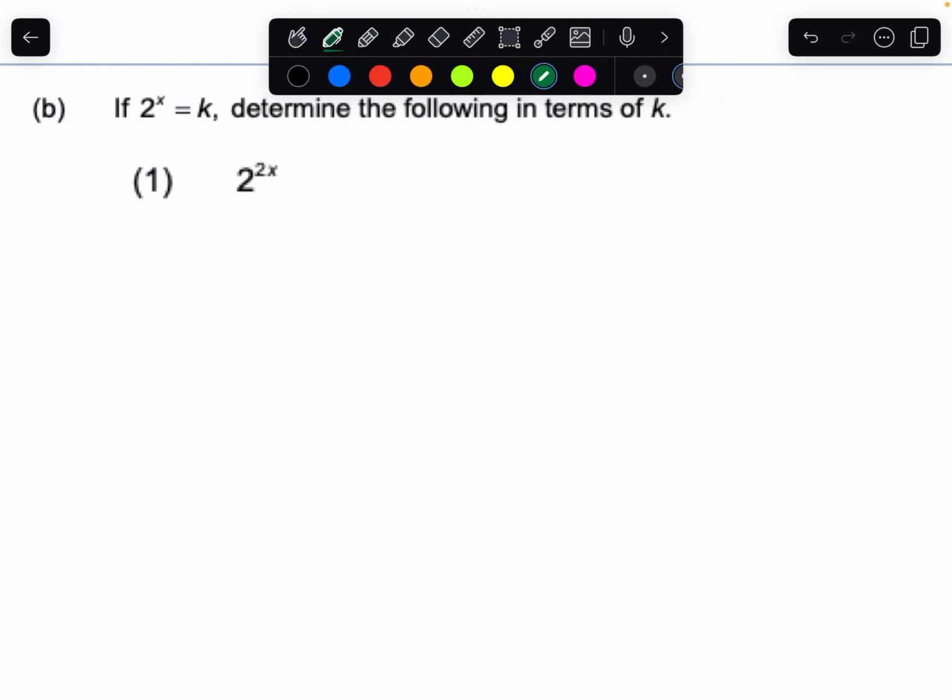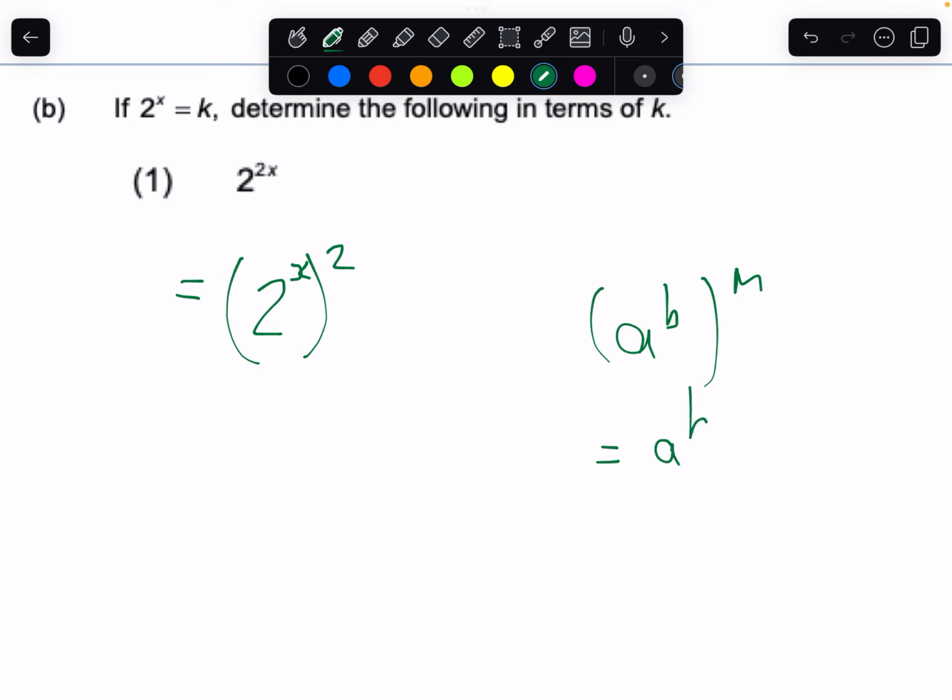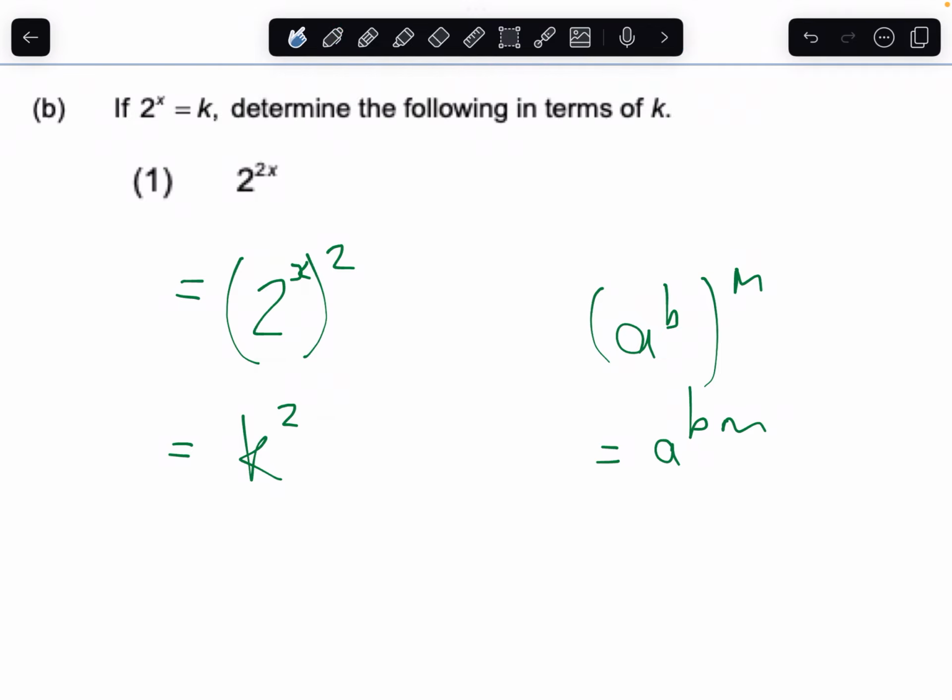So this is the same as 2 to the power of x raised to the power of 2, right? Because we know that if we have a to the b raised to the power of m, that's just the same as a to the power of b times m. So this is then the same as k squared. Okay, so that's our first one done and dusted.